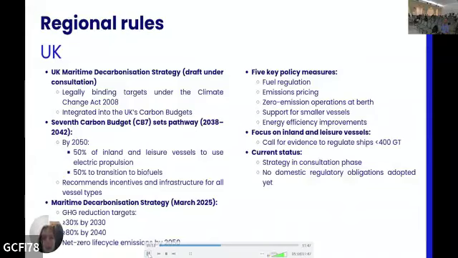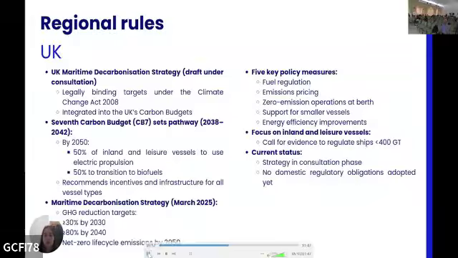By 2050, the UK aims for 50% of inland and leisure vessels to use electric propulsion and 50% to switch to biofuels. The targets are really similar to the International Maritime Organization targets, so net zero emissions by 2050. And the framework, so the strategy, is based on 5 key policy measures. So fuel regulation, emissions pricing, taxes, shoreside electricity, and energy efficiency improvements.